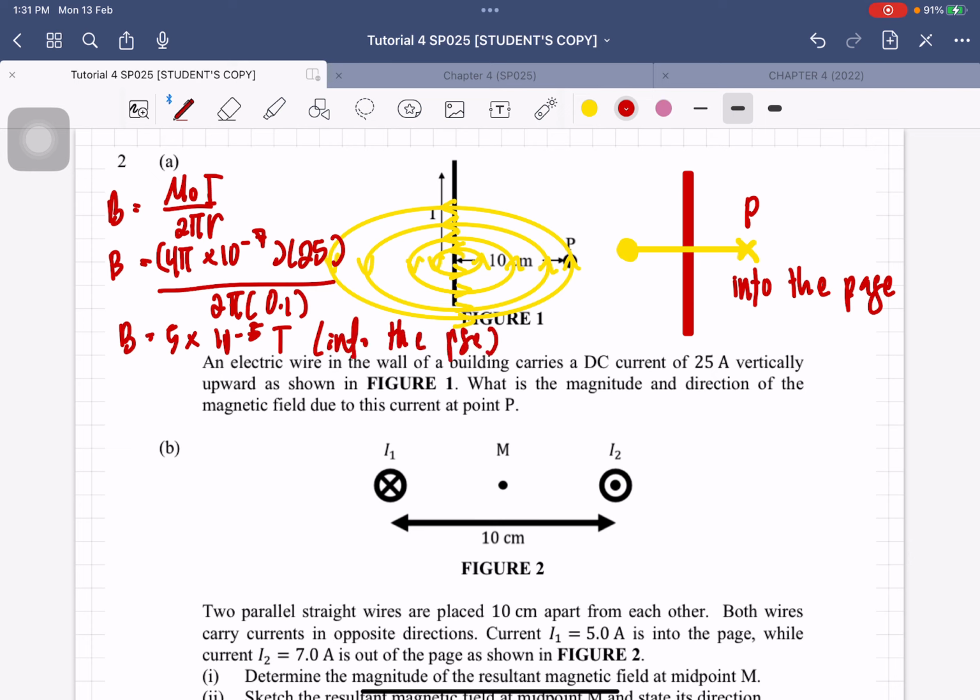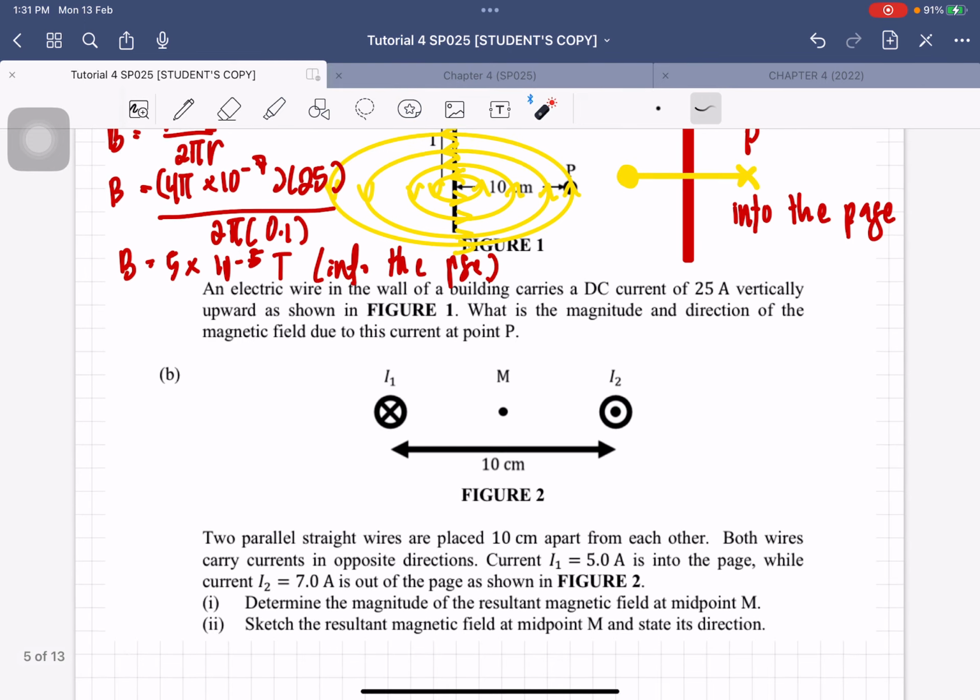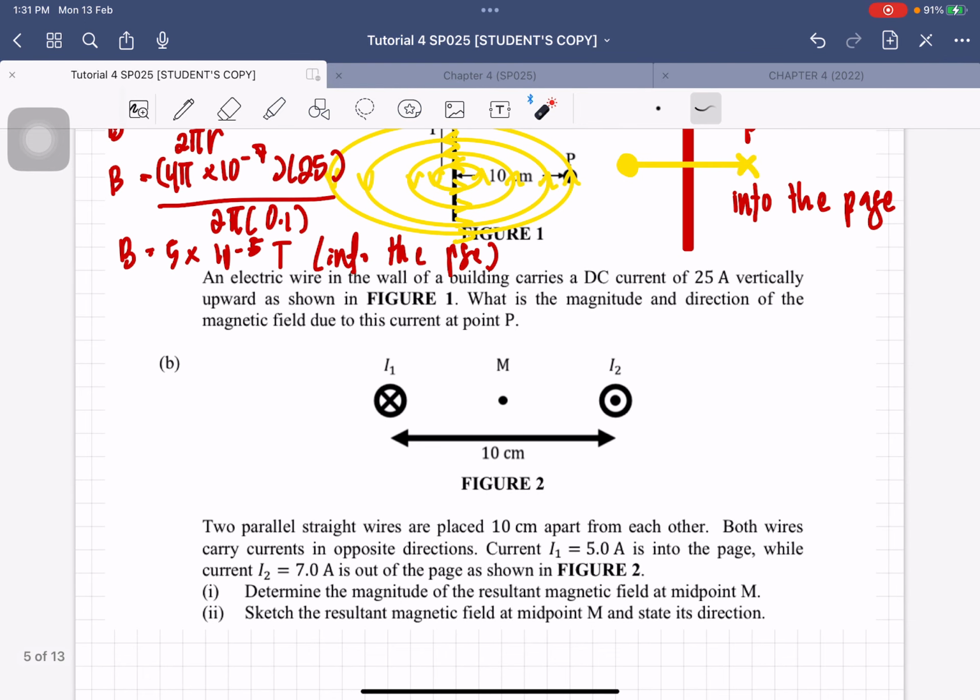Okay, so if the question asks at this point here, you will see a dot, which means it is out of the page. That's all. So it depends on which point the question asks for.